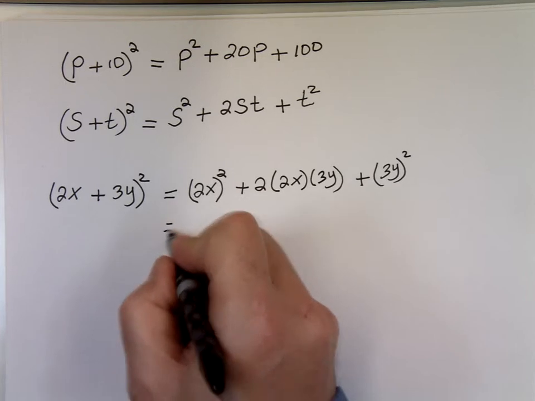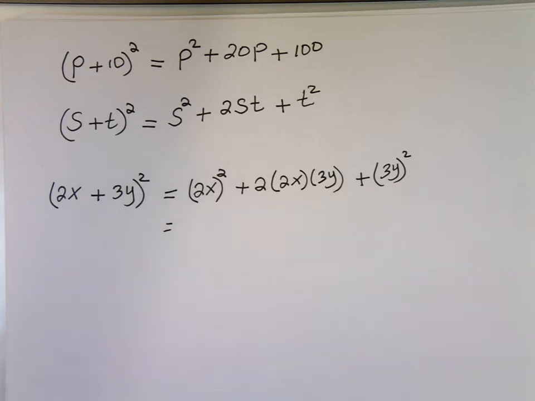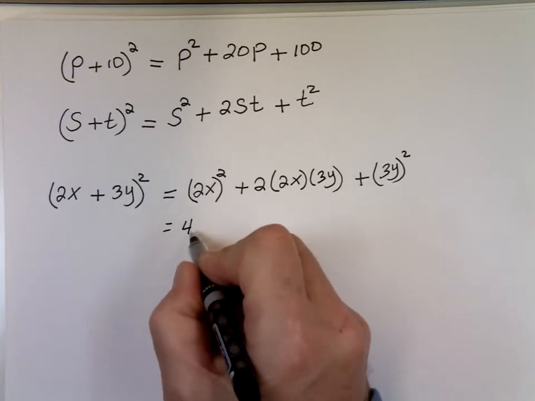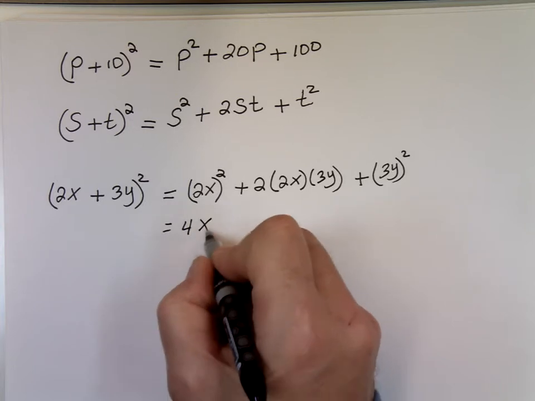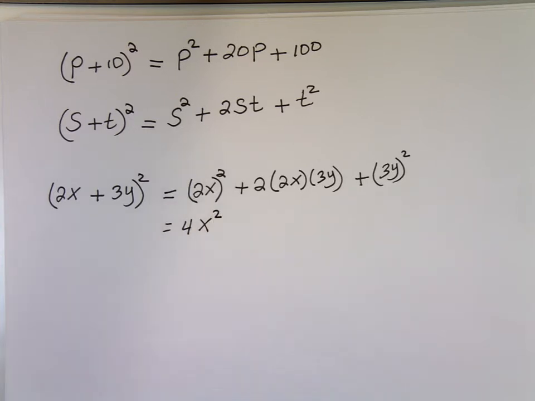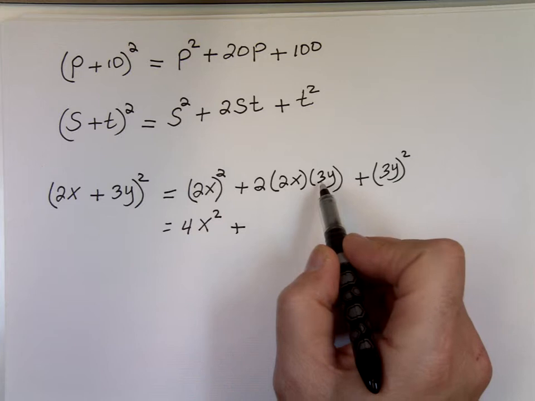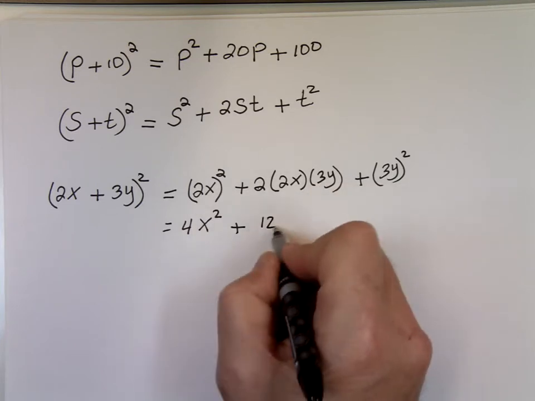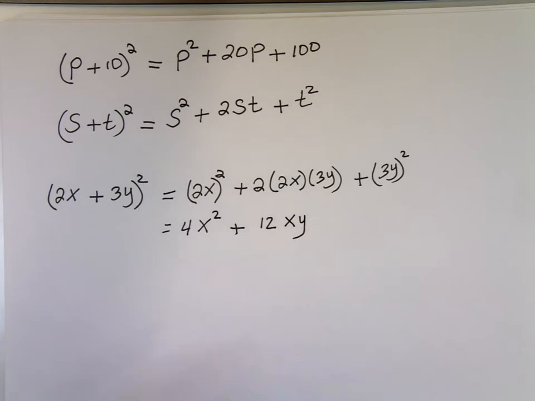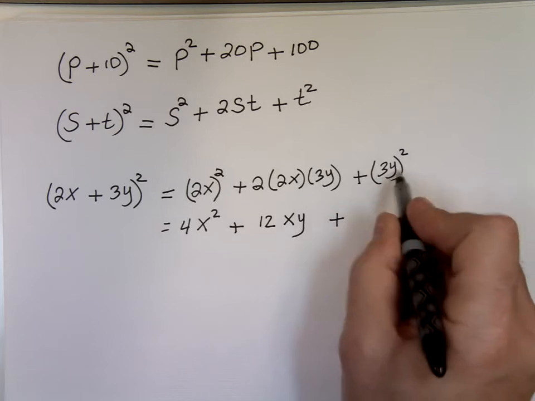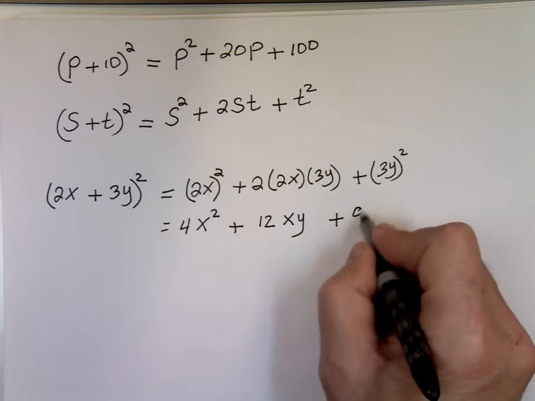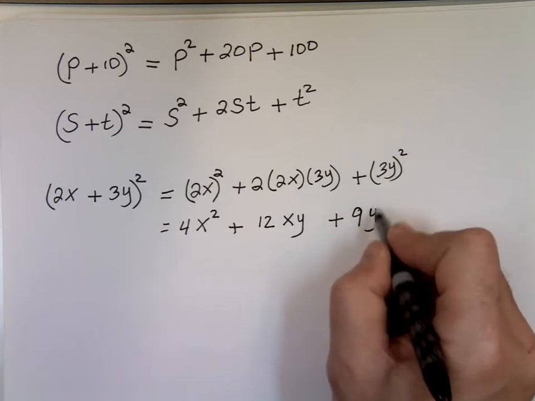So now let's go through them. What is 2x when you square it? 4 what? Try again. 4x squared. Two times 3, 12xy. Can't combine them. And the last one is what? 3y when you square it. Try again. 9y squared.